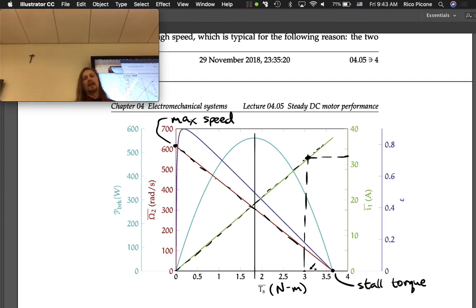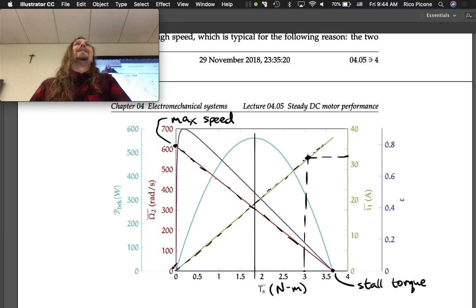And notice that the power that you deliver goes to 0 at these two ends. That's because when you're at the stall torque, your angular velocity is 0, right? So 3.6 times 0 is 0. Kind of sucks. And then over here, you've got a max speed of 628 radians per second. Great, but your torque is 0. So once again, the product is 0.